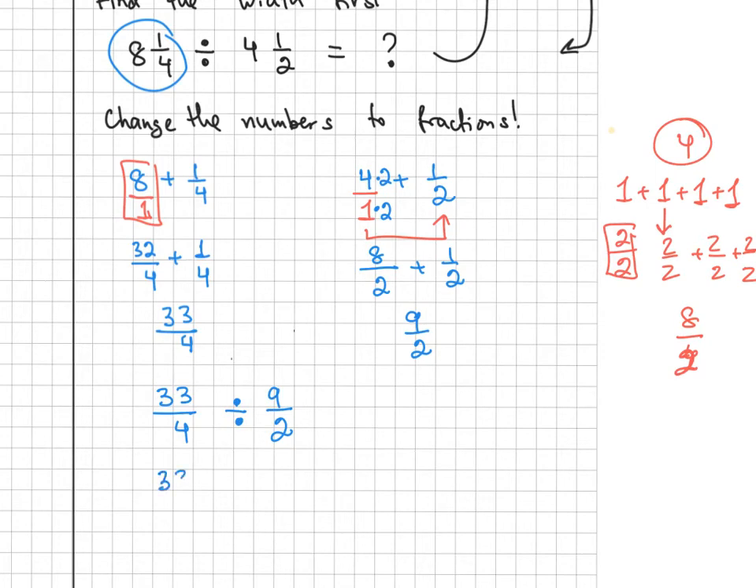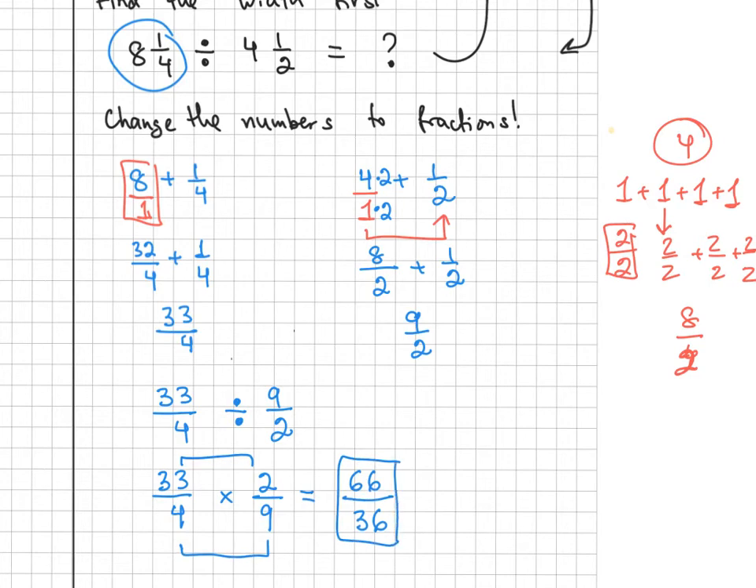So 33/4 is still our area, and multiplying by the reciprocal. So notice I changed the division to multiplication, and the 9 halves became 2 9ths. Now I'm able to multiply across. Now we could do simplifying first. I don't want to confuse it too much, so I'm just going to multiply now across. 33 times 2 gives us 66. 4 times 9 gives us 36.